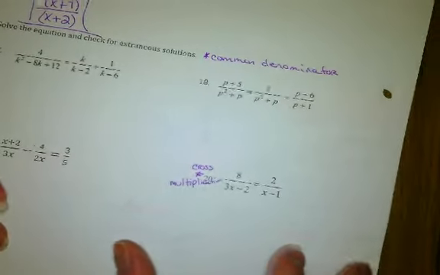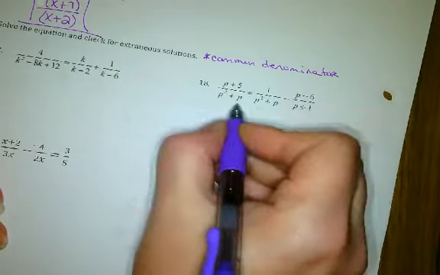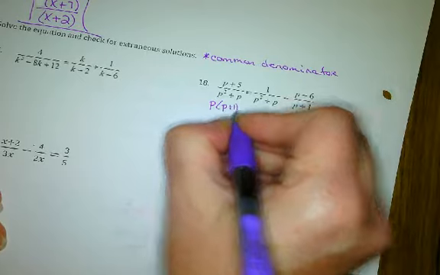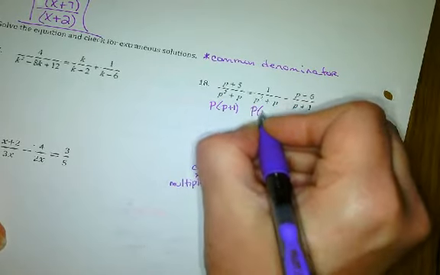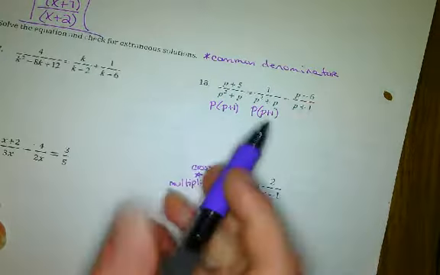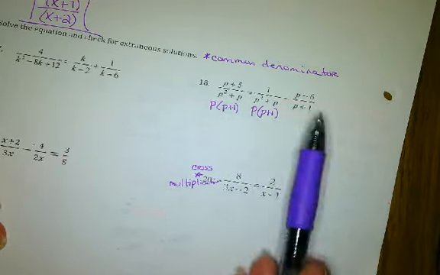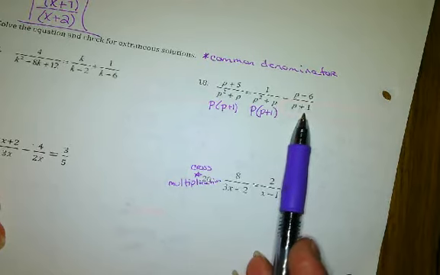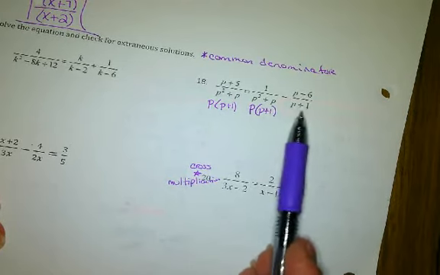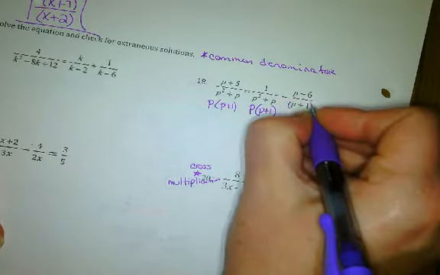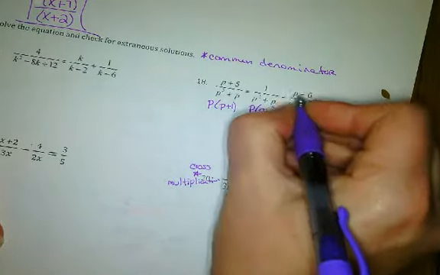Okay, so let me do number 18. First of all, you got to know you can factor that. So I can pull out a p there, and I'm left with a p plus 1. And same thing here, I can pull out a p there, and I'm left with a p plus 1. So this is going to be my common denominator. I've got a p and a p plus 1, p and a p plus 1. Well, this just has a p plus 1. So what else does it need? It already has that, so it just needs a p.